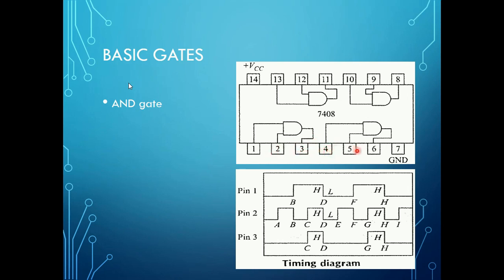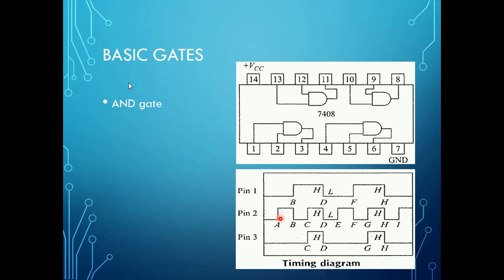If 4 and 5 are the input pins, with 0 and 1, what output will you get? It is 0 itself. Suppose 10 and 9 are given 1 and 1, the output you will be getting at the 8th pin is 1 itself. So this is just an IC representation of the 2 input AND gate.